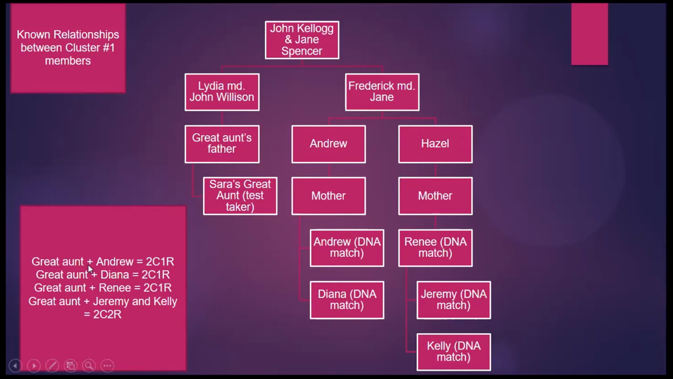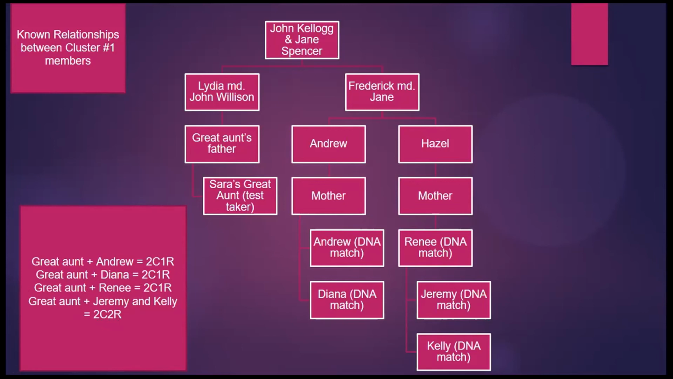So great aunt and Andrew are second cousin once removed. Great aunt and Diana are second cousin once removed. Great aunt and Renee are second cousin once removed. And great aunt to Jeremy and Kelly, they're second cousin twice removed because they are Renee's children. So we figured out 5 of our matches already because these were known relatives and we were able to quickly place them on our tree.